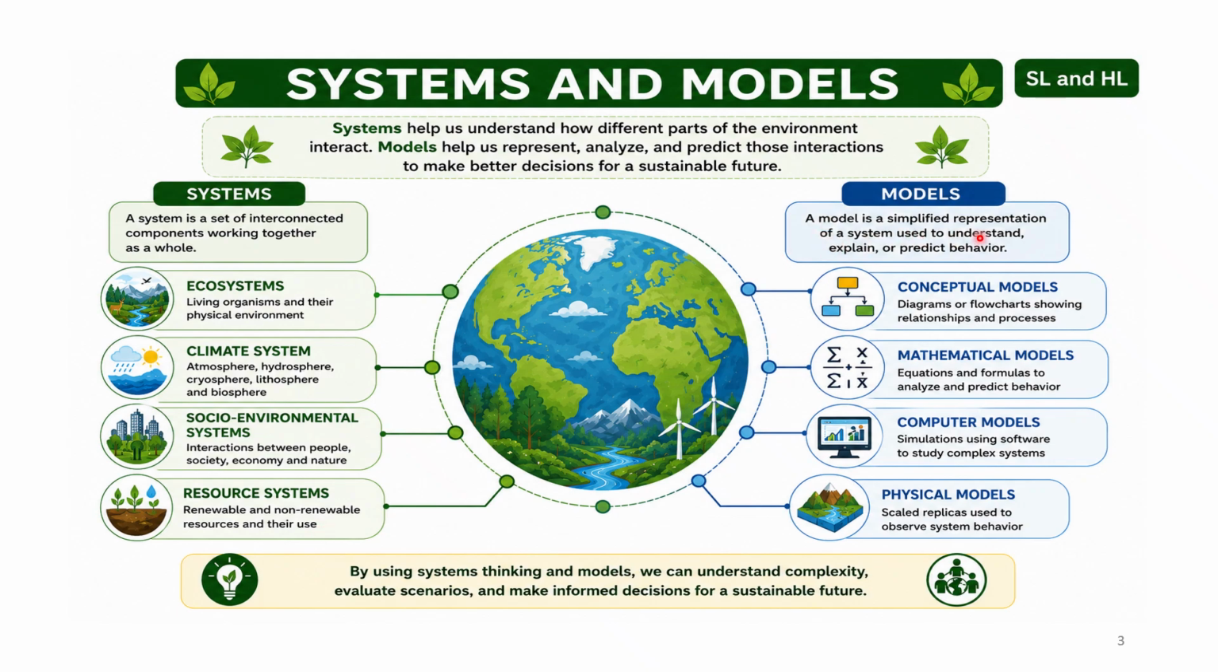Models are tools used to study these complex systems. Conceptual models use diagrams and flowcharts to show relationships. Mathematical models use equations to predict outcomes such as population growth or climate change. Computer models simulate complex environmental processes, while physical models provide scaled representations for observation and testing. By combining systems thinking with models, we can better understand environmental complexity, evaluate alternative scenarios, and make informed decisions that support sustainability and responsible resource management.